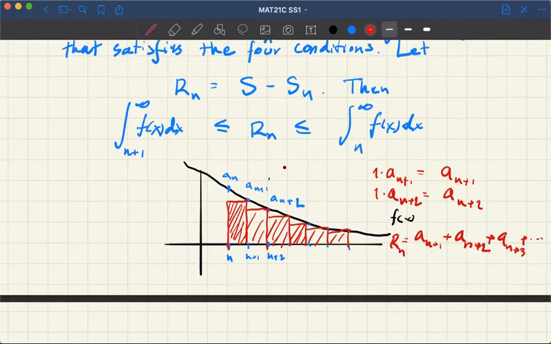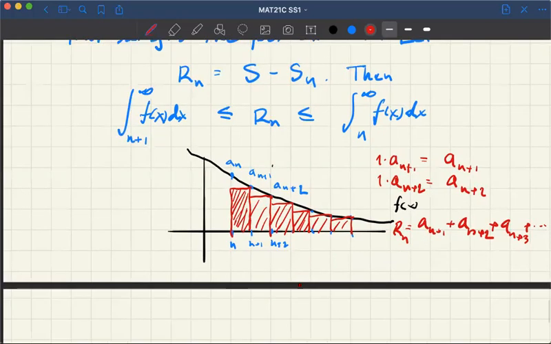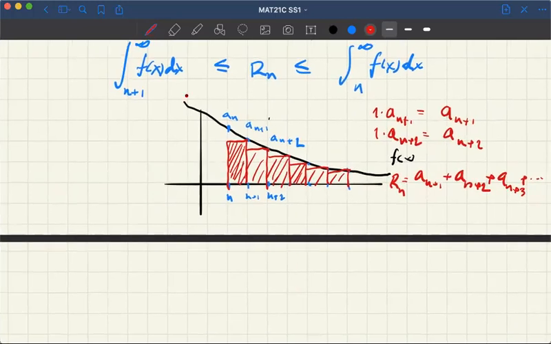I have a quick question. Yeah. Why is it 1 times a_{n+1}? Yeah, this is the area of the first rectangle here. Right? 1 is the width here. Do you agree with me that the width is 1? Oh, I see. Thank you. And the height is a_{n+1}. Right? Yeah, and the same thing here. Now we see that this area is R_n. Okay. Tell me if you don't see that.